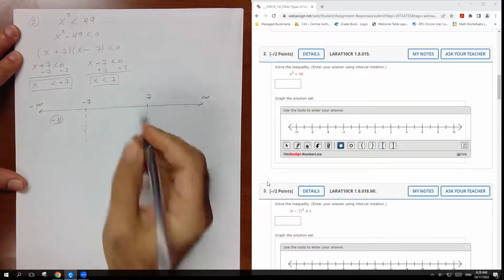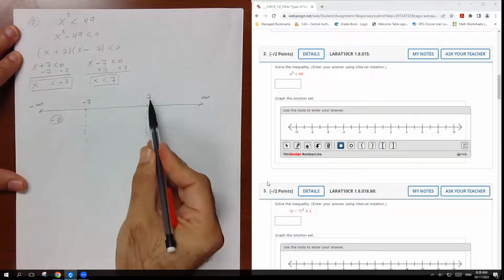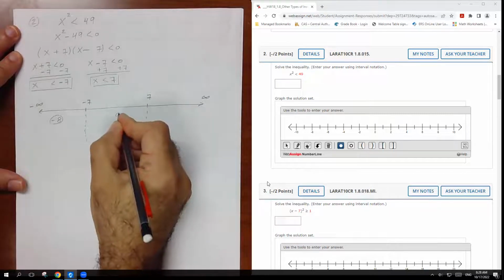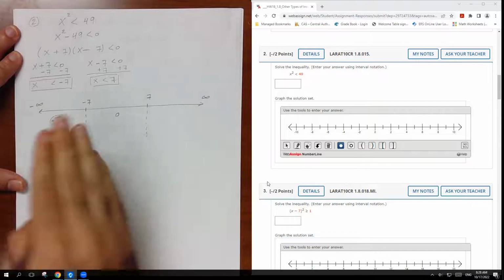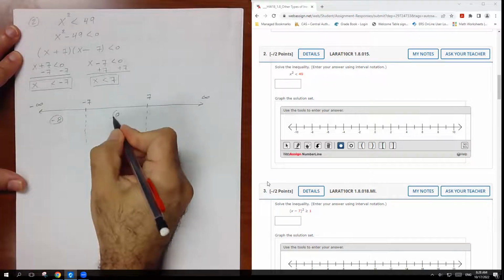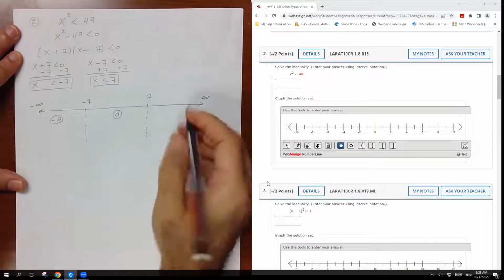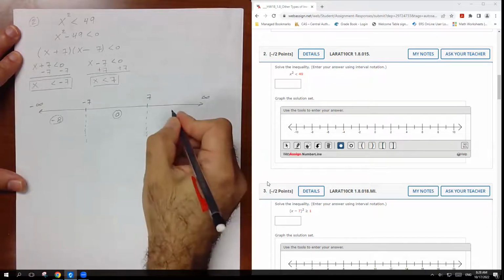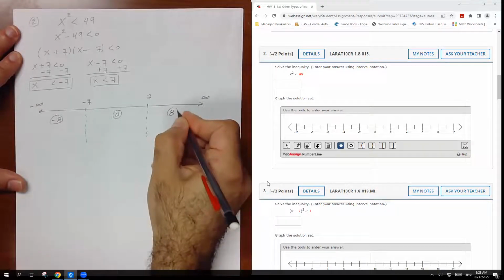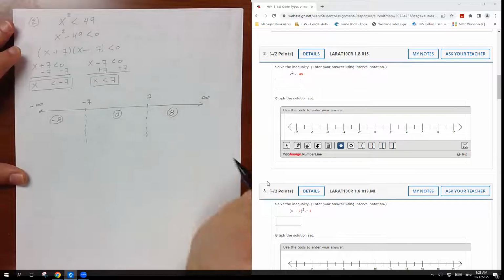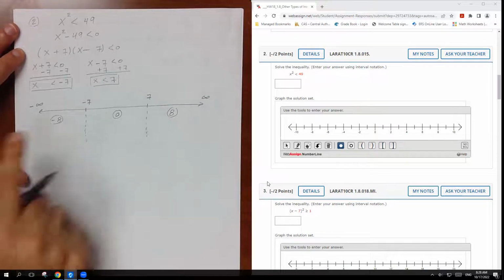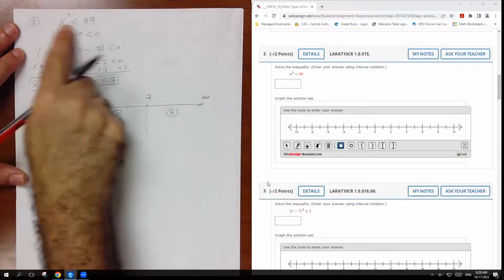Here, the easiest one between negative 7 and 7, you can choose 0. You can choose 1 or negative 1, it's up to you. Well, 0 is the easiest number. Here, I'm going to pick 8. You can pick 9, 10, 11, 12, it's up to you, because it goes to infinity. Now, let's plug in these numbers.